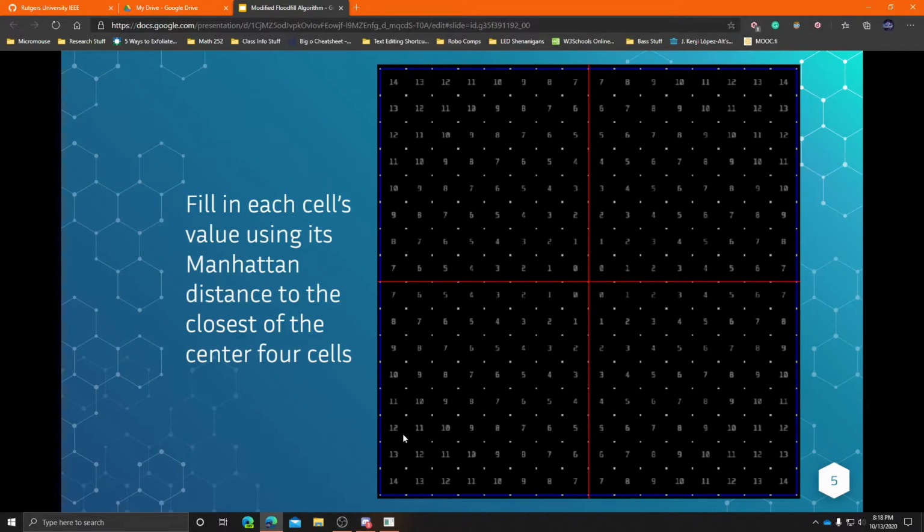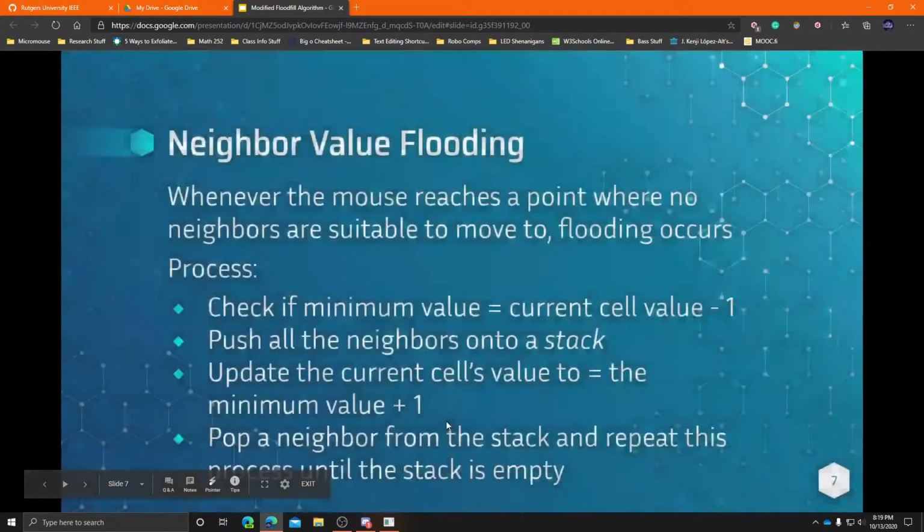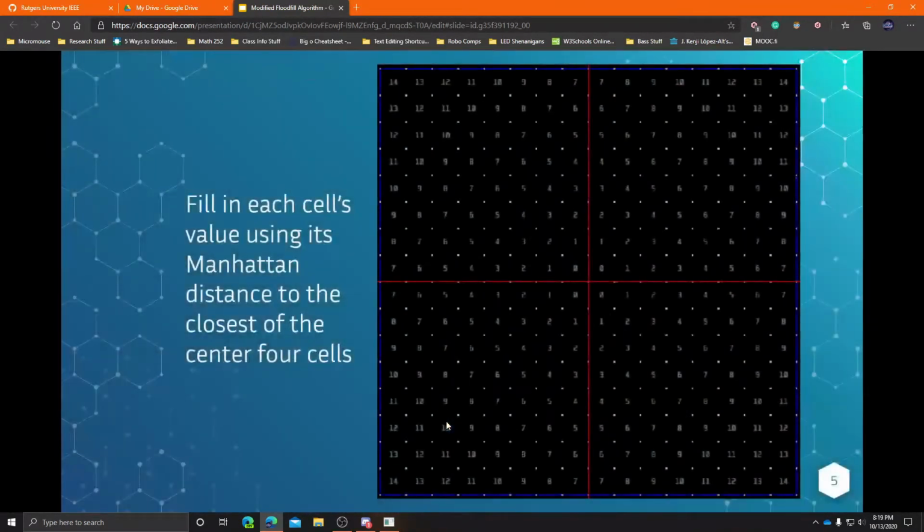Okay, so what you're asking is we don't know for sure that this is the actual number of moves we need to get to the center, right? Okay, that's fine because whenever flooding occurs, it will update those values for us.